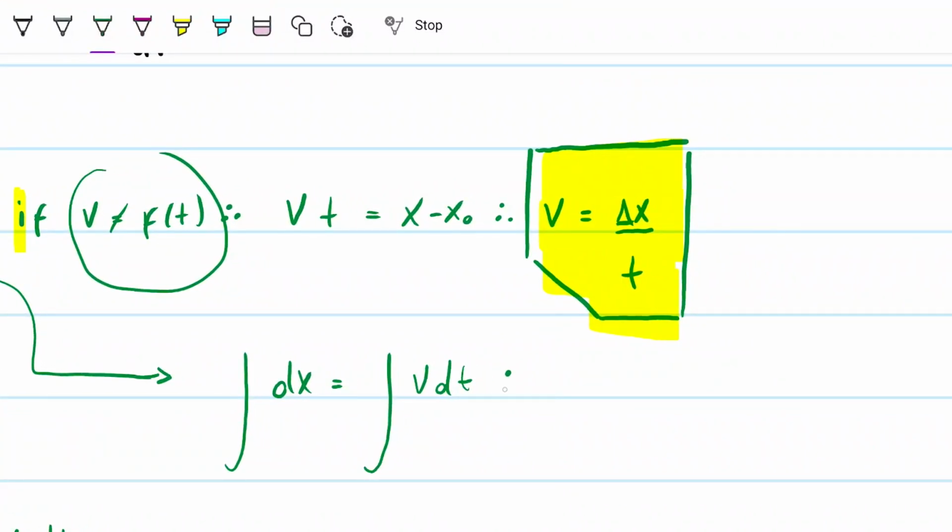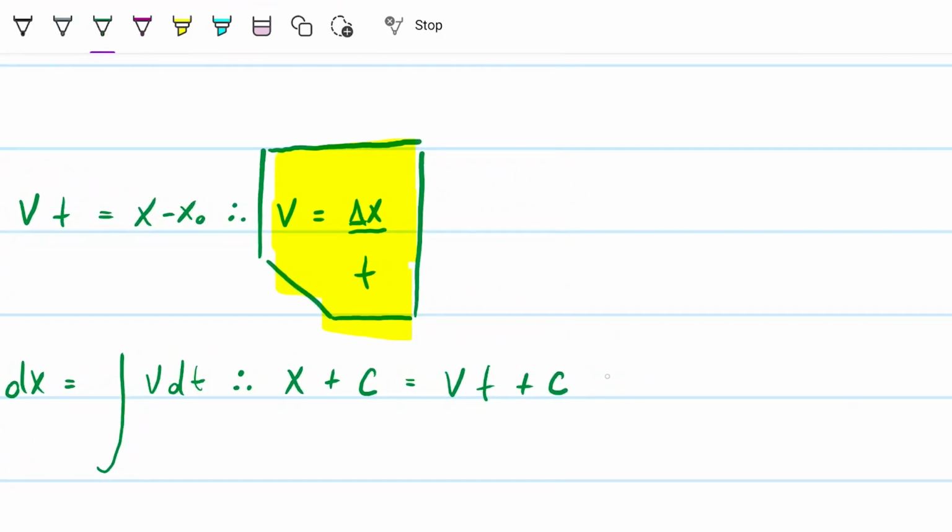What this gives me is x plus a constant, any constant, equal to my v, which again comes out of the integral, times t plus another constant. We have two constants here. They can be summed up and we can remove one of them, because a constant plus a constant is going to be a constant, or a constant minus a constant is going to be a constant. So I'm going to say this is the same thing as x equals vt plus a constant.